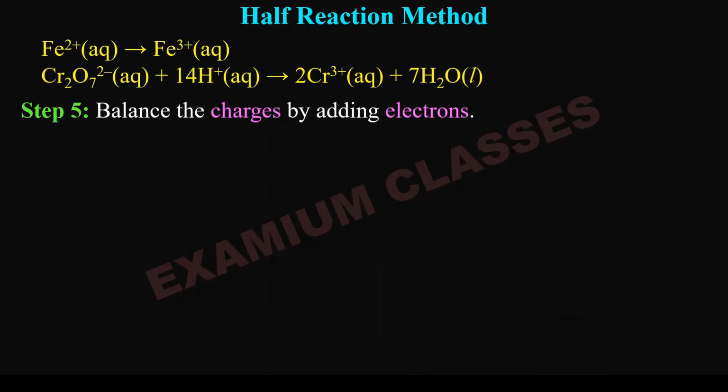Next, the fifth step: balance the charges. Remember, in the oxidation number method, the fourth step was to balance the charges. Here the fifth step is to balance the charges. How to balance the charges?